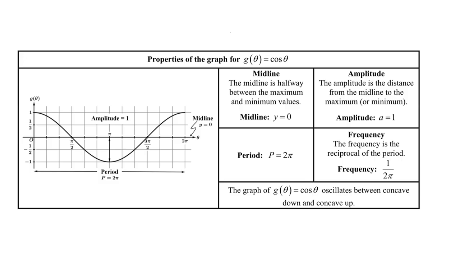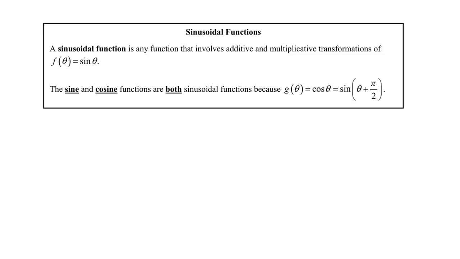The properties of the cosine graph are basically the same properties of the sine graph. I mean, if you think about what I just said, that I could slide the cosine graph over far enough and it would become the sine graph, it makes sense that they have the same properties. So here we have a word that's new to a lot of us: sinusoidal functions. That's just your sine and cosine function, but they have transformations, okay?